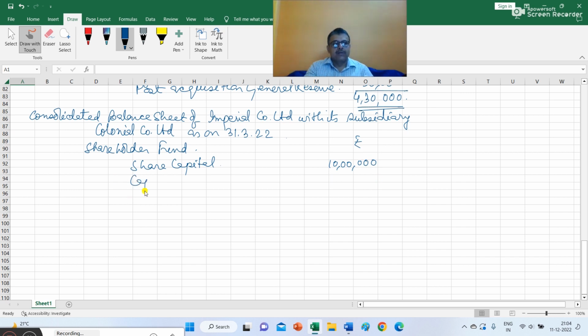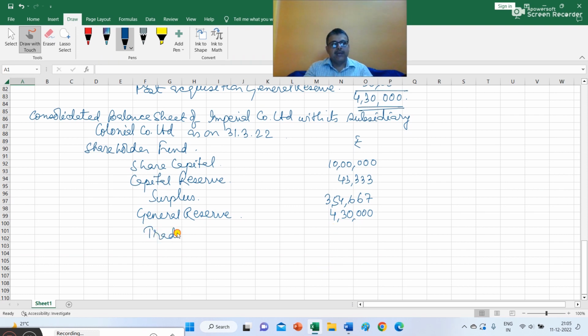Then the capital reserve, from control chart B, we have calculated the value of capital reserve as 43,333. Then we have to write the balance of consolidated surplus, which is 3,54,667. Then the balance of general reserve. So balance of general reserve is 4,30,000. We have already shown in point number 6.